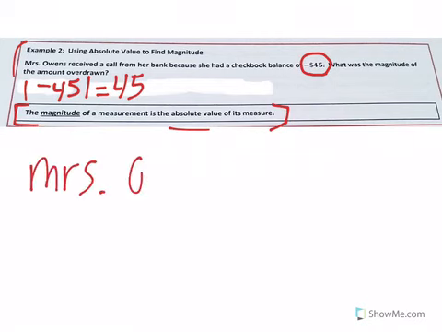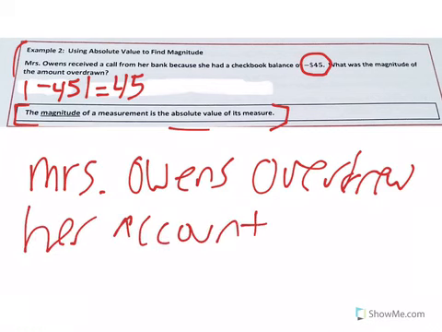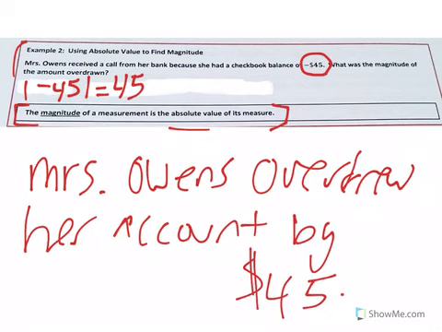We could say Mrs. Owens overdrew her account by $45. I don't say she overdrew her account by negative $45. When you overdraw your account, or when you have a negative balance, that's what that means. So that's why we use absolute value, because you wouldn't say she overdrew her account by negative $45. You can't really spend negative $45, right? Spending $45 over your balance demonstrates that you're in the negatives.